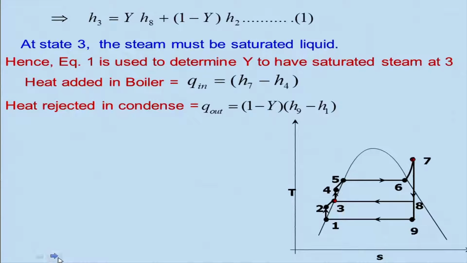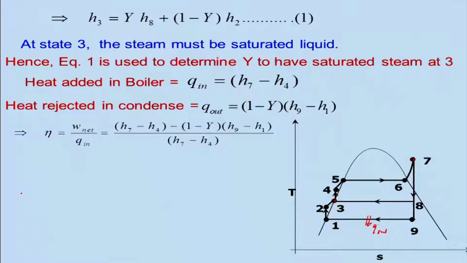So, the heat rejected is how much? That is H9 minus H1 into 1 minus Y, that is the heat rejected. And if Y could have been 0, then this could have been larger. That means we are gaining some heat from the rejected heat and adding it to the cycle, right. So, the thermal efficiency will be equal to W net divided by Q in.